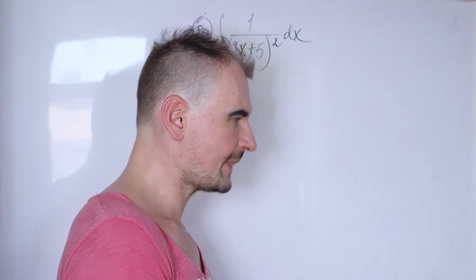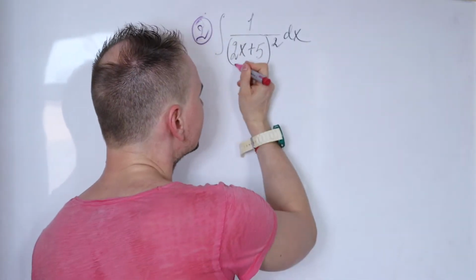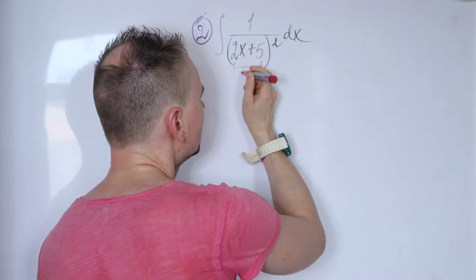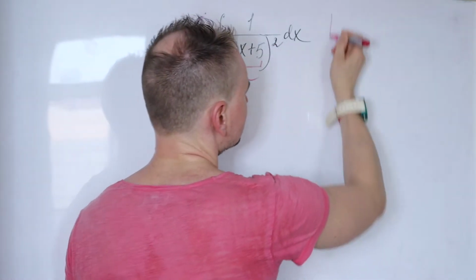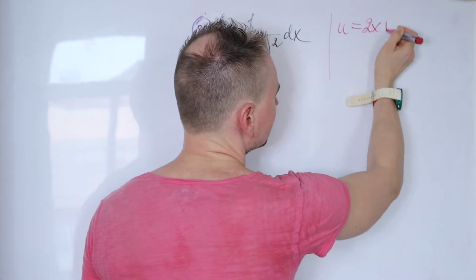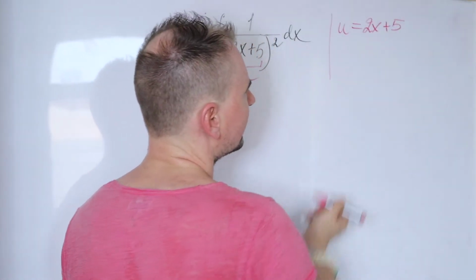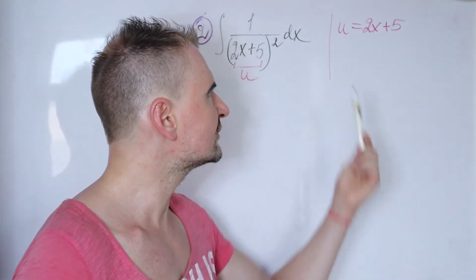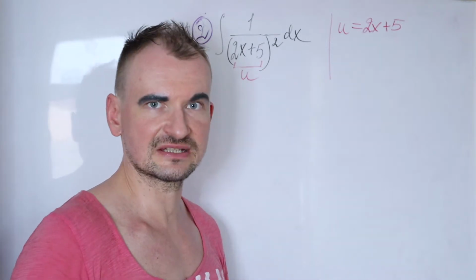Now at this point your u is going to be what we have inside this square. So this 2x plus 5 we are going to define to be u. So make the u substitution, u to be this expression.